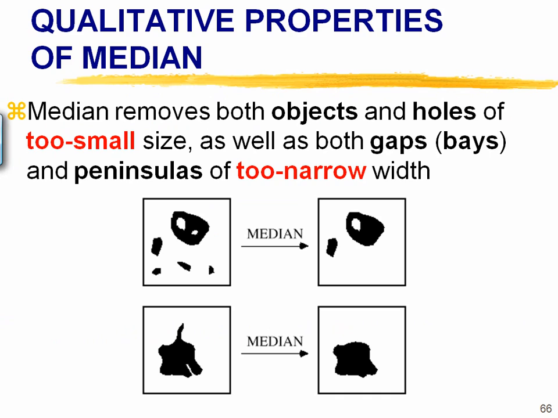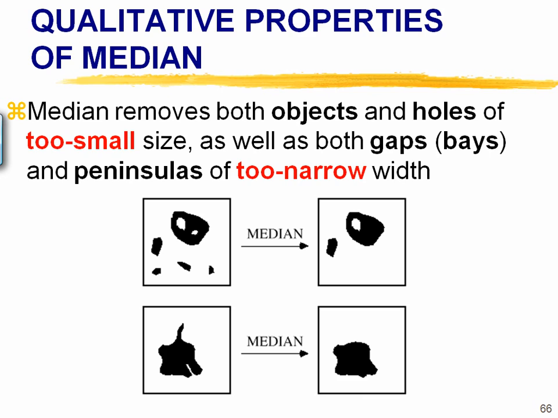So what are the qualitative properties of median? One, it will actually remove both objects and holes of very small size, as well as it will get rid of gaps and peninsulas which are very narrow in width. Okay? So if you were to take a median of an image like this, it will get rid of very small objects, very small holes. Median with gaps and peninsulas, get rid of the gap and the peninsula.